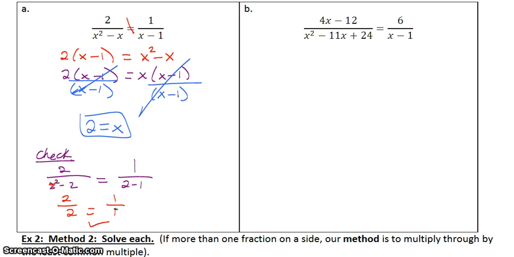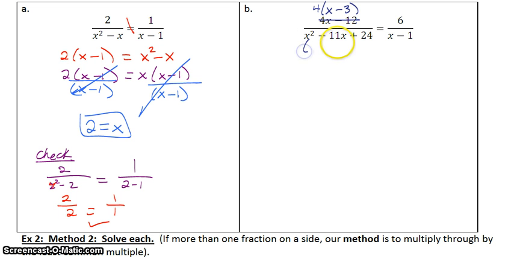Next I want you to look at part B. See here how I factored after the fact? If you have something that's a little more complicated, it will be to your advantage to actually factor before you cross multiply. Let me show you why. I factor the top, divide out a 4, left with x minus 3. I'm going to factor the bottom.